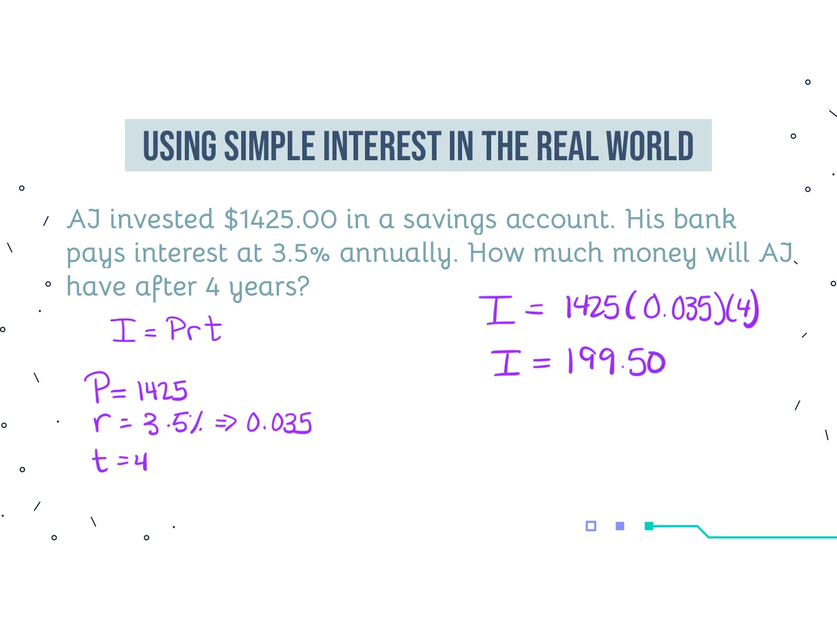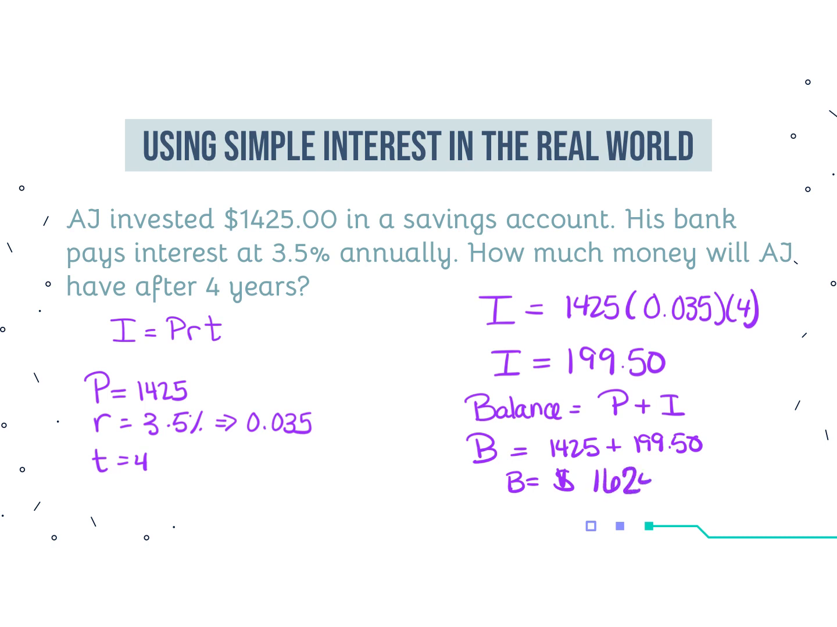$199.50. But in order to find out how much money he's going to have, to find out his balance amount, you need to take the principal plus the interest earned. So the balance is going to equal 1,425 plus $199.50. That leaves you with a balance of $1,624.50. That's your answer. Hopefully that makes a little bit more sense today.